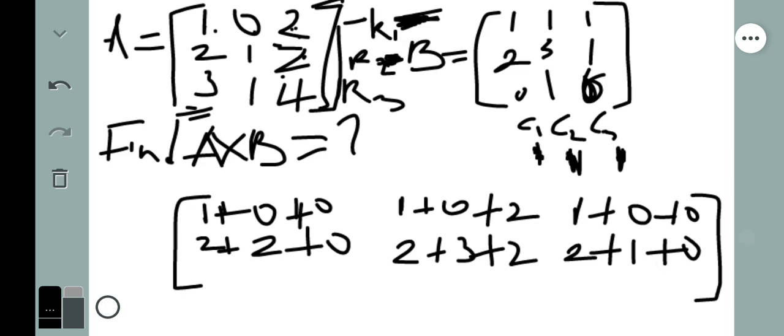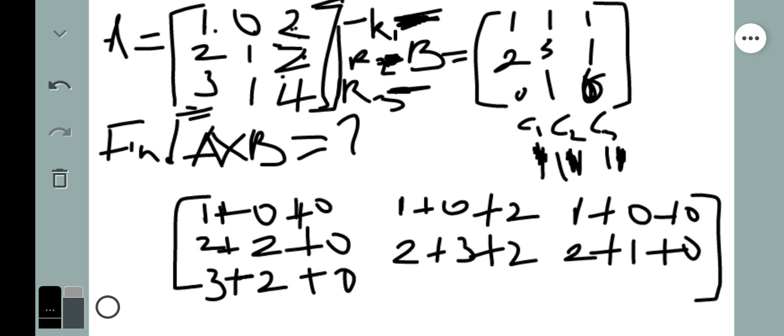Okay, and also for row 3. Row 3 multiplies column 1, column 2, and column 3. So row 3 multiplying column 1, what do we have? That will be 3 times 1 plus 1 times 2 plus 4 times 0. So 3 times 1 gives me 3, plus 1 times 2 gives me 2, plus 4 times 0 gives me 0. So that is that.